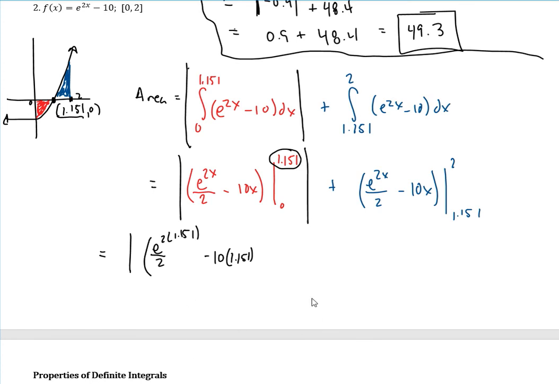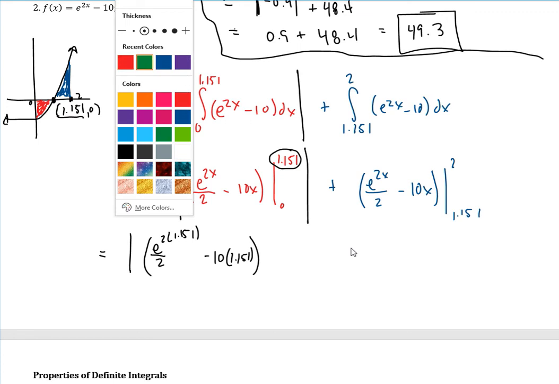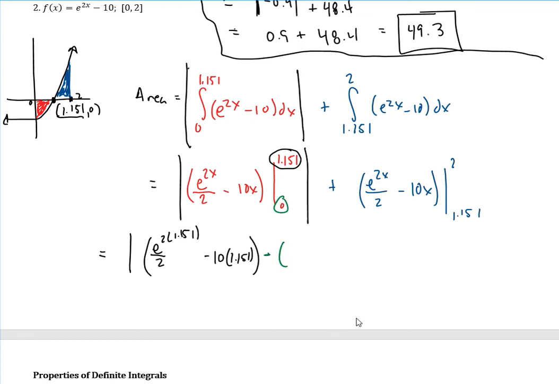So there's that one. And then again, always minus. Let's do that one in green. Always minus the second one going in. Minus, if we plug 0 in, we would have e to the 0 over 2, and then minus 10 times 0, I guess just to show it. There we go. And that's all in absolute values. And then plus everything in the blue.